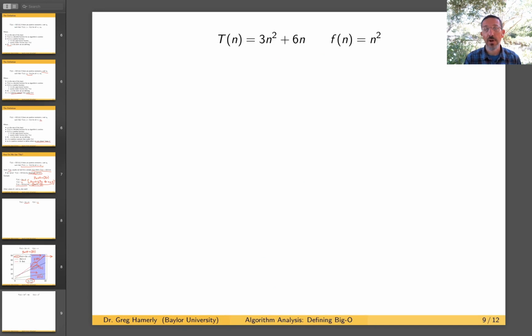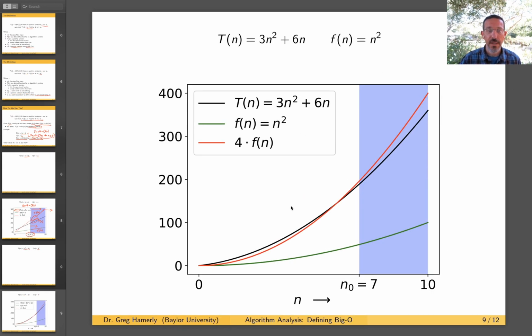Let's look at another slightly more complicated example. Here we have T of n equals 3n squared plus 6n, and f of n is n squared. Clearly, both of these are growing at a rate of n squared plus something. This is 3n squared plus 6n. This is n squared plus nothing. If we graph these out, here's T of n in black, and here's f of n in green. f of n doesn't appear to be growing as quickly as T of n, but 4 times f of n, which is this red line, is growing more quickly than T of n.